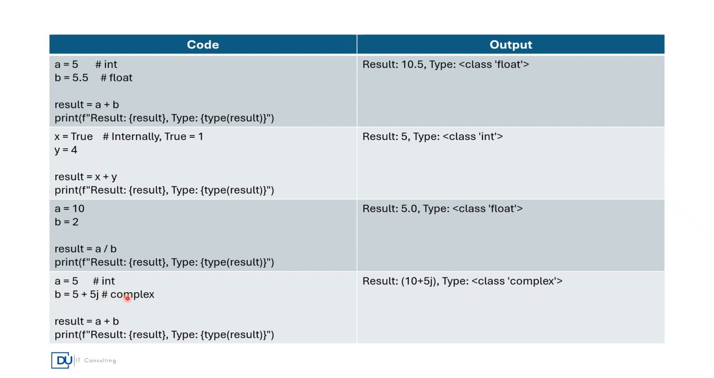It has got real and imaginary parts. So when we try to do result is equal to a plus b, what happens is the real parts are getting added and the imaginary part remains the same. So we get a result 10 plus 5j, which is of the type complex.